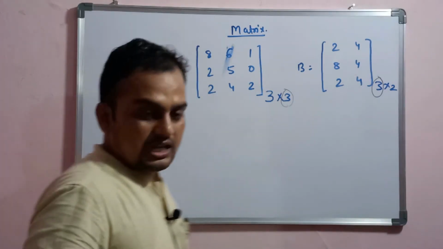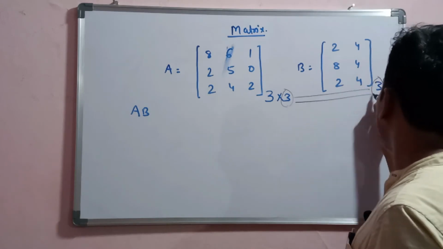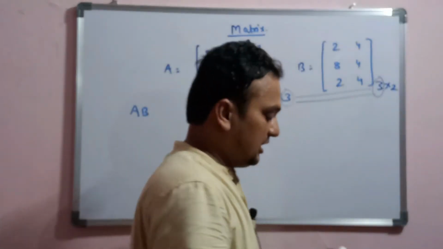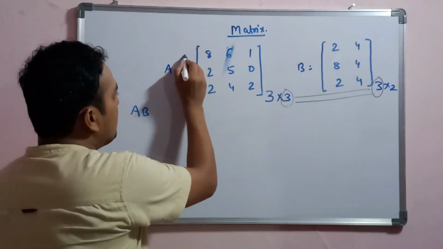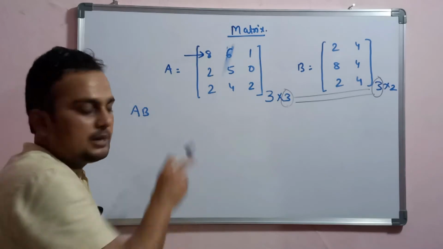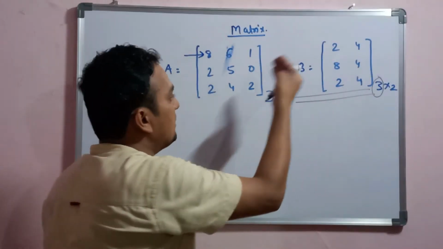If these two are equal, then we can multiply these two matrices, right? Now how can we multiply? We will take each row one by one separately, and we will multiply it with each column.